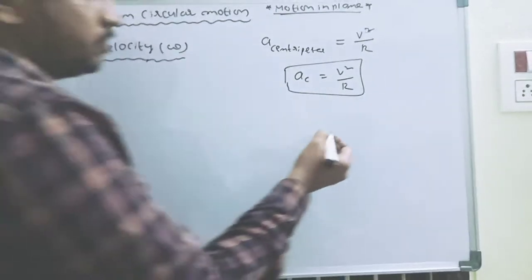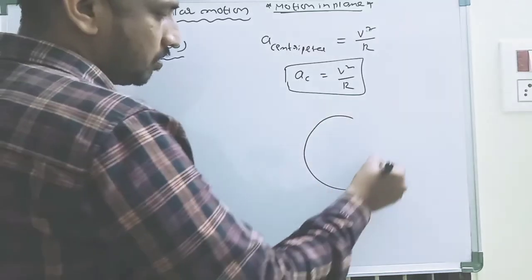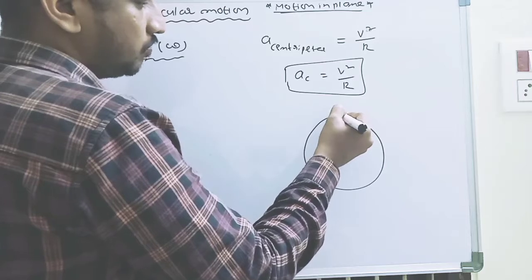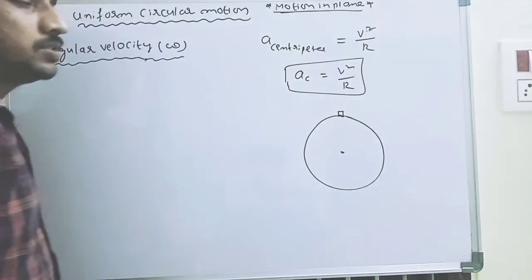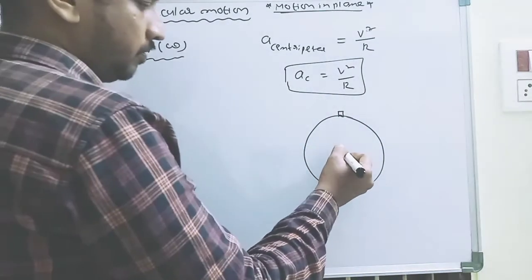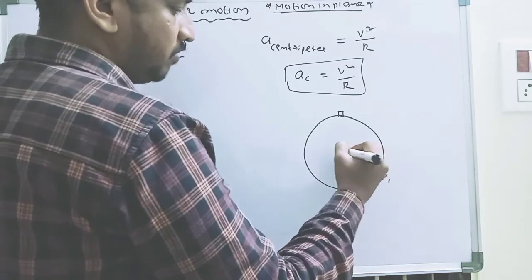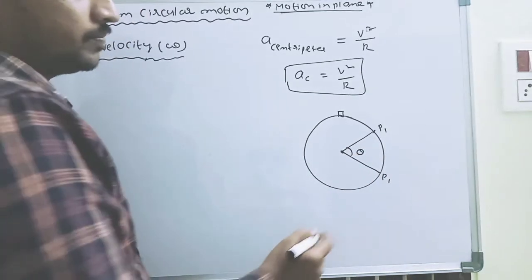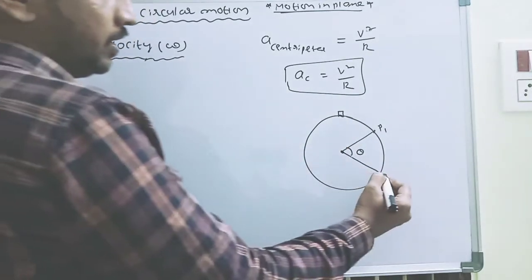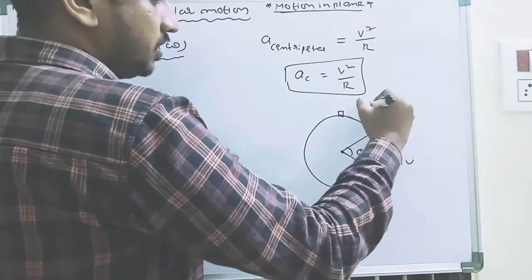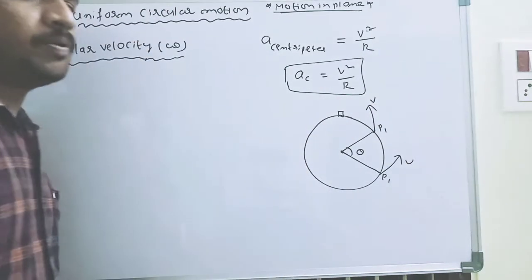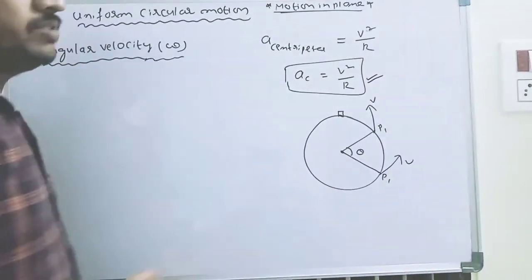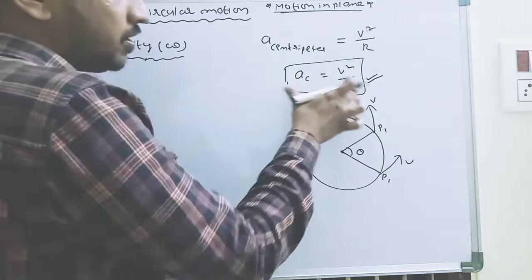In uniform circular motion, for example, this is a circular path. In this circular path, a body is moving in uniform circular motion. The body moves from P1 to P2. This is the angular displacement, and this is the direction of velocity of the particle. Then we can find the acceleration: a_c is equal to v square by r. So it is already over now.